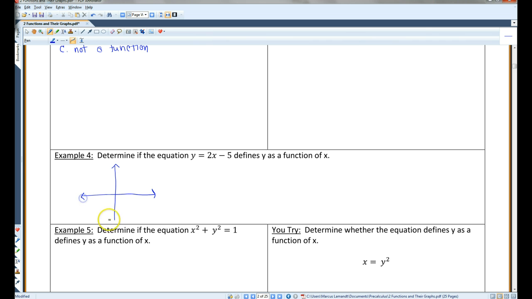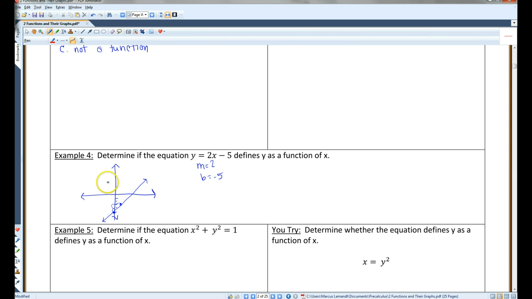If you were to graph this, hopefully you guys can see your m and your b. Your m is 2, your b is -5. So you're going to start at -5, go up 2 over 1. Now hopefully you guys are familiar with the vertical line test. We're actually going to be learning that in the next unit, but I'm hoping that's review.